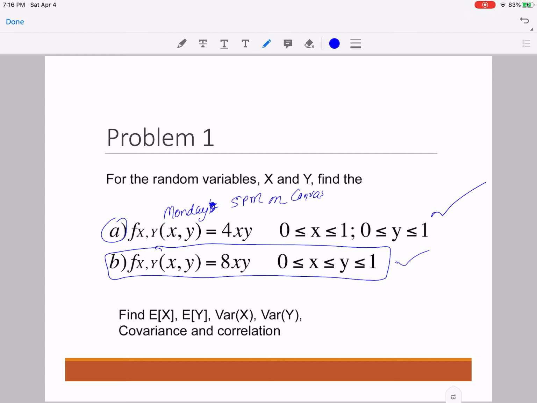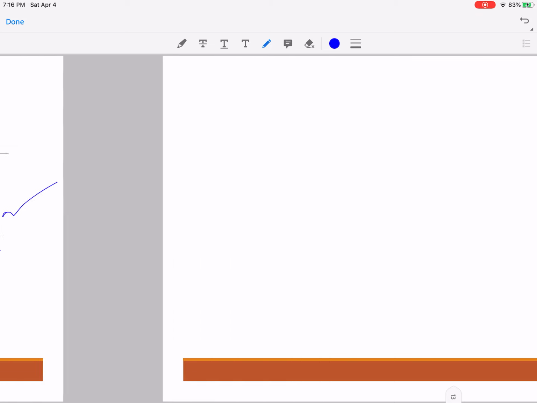So without further ado, let's solve the problem part B here, for f(x,y) equal to 8xy for x between 0 to y, and for y between x to 1. So we need to find expected value, variance, and covariance and correlation terms.